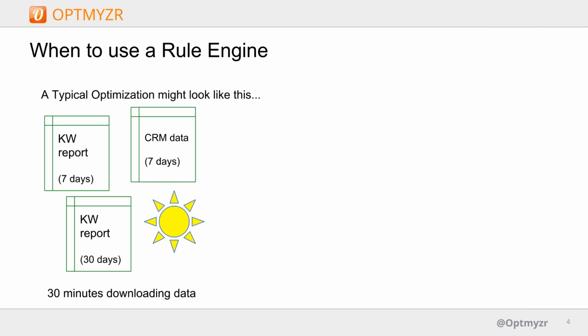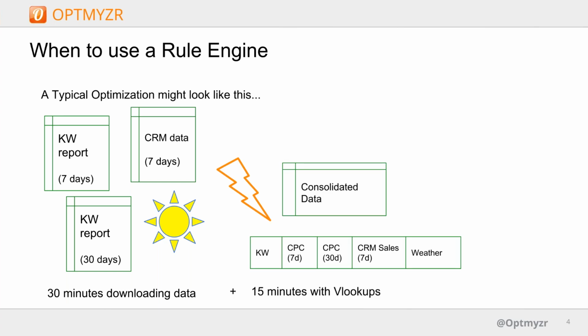You might even want to take a look at the weather data. Is it sunny right now? Is it a certain temperature? You might want to integrate all of that in the decisions that you make. The next step in your process is to consolidate all of these different data sources to get everything on a single row in an Excel sheet or a Google spreadsheet. Now for every keyword on one line, I've got the 7-day CPC, the 30-day CPC, my sales numbers from my CRM system, as well as the current weather in the campaign where that keyword is located.